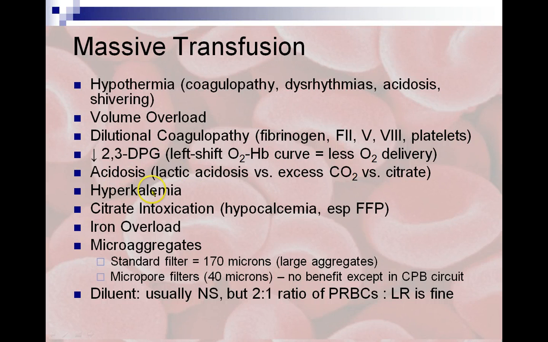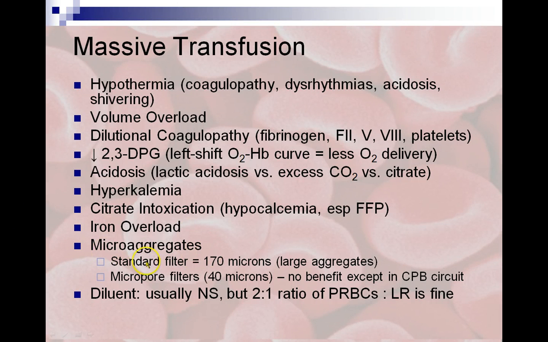There's a lot of free potassium that's released in stored blood, which can make patients hyperkalemic. Patients can develop citrate intoxication due to the citrate in all of the products, and this can cause hypocalcemia. This is most common with FFP, although it occurs certainly with all different kinds of blood products. Patients can develop iron overload, and we worry about microaggregates polluting the microvasculature.